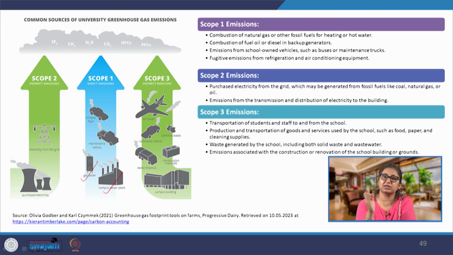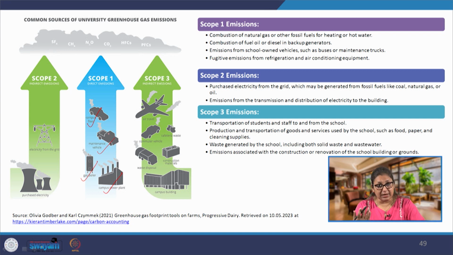But if some other conventional fuel is burnt to provide for the heating, then that is going to be accounted for here in direct emissions. Then we will be having campus fleet of vehicles and the maintenance vehicles, all of that, the emissions resulting from that is scope 1.